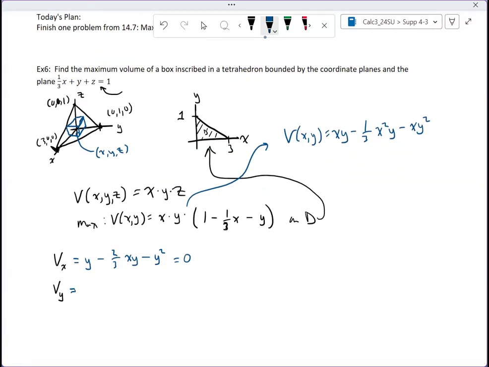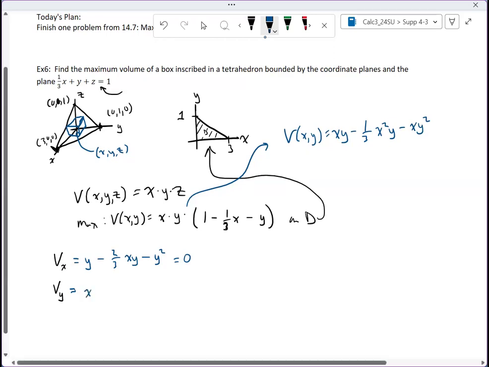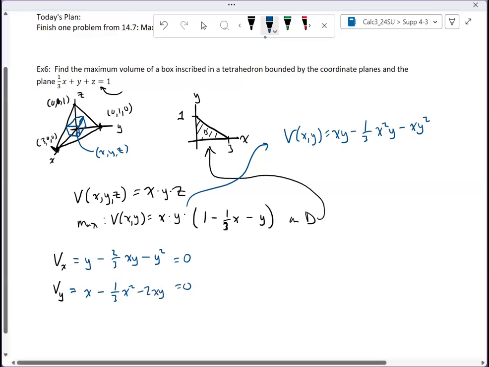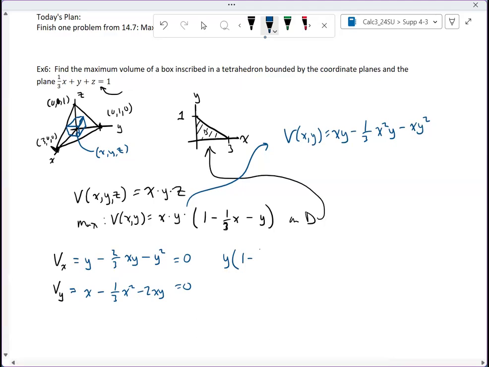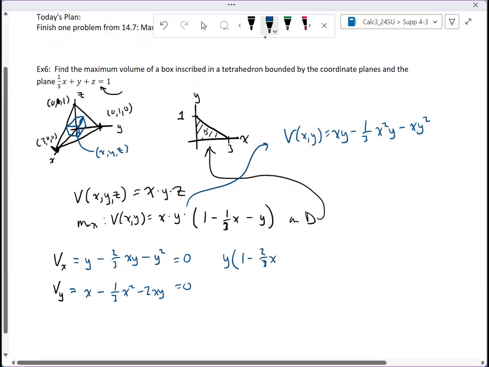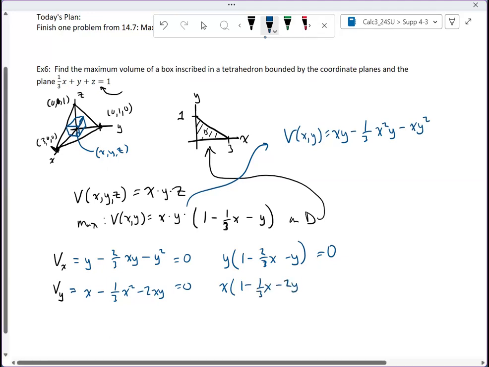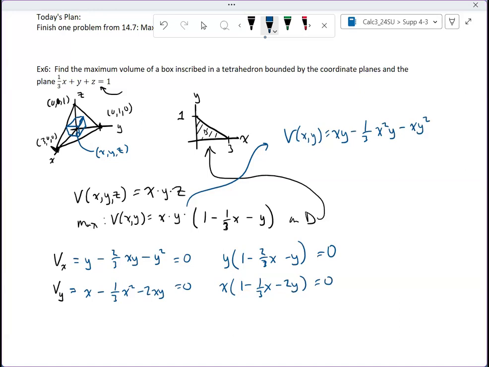And then partial of V with respect to y is going to be x minus 1/3 x squared, and then minus 2xy. And I want this to be 0 as well. I can factor this, so I get y times (1 minus 2/3 x minus y) equals 0, and x times (1 minus 1/3 x minus 2y) equals 0.